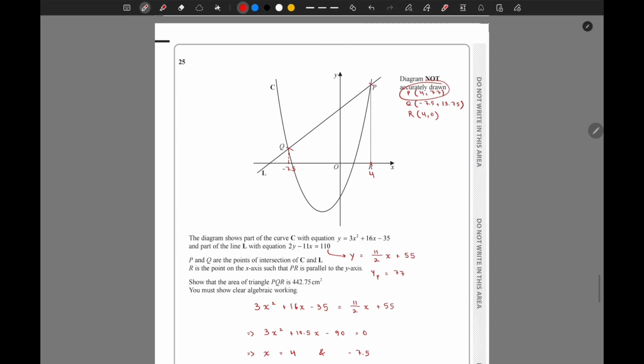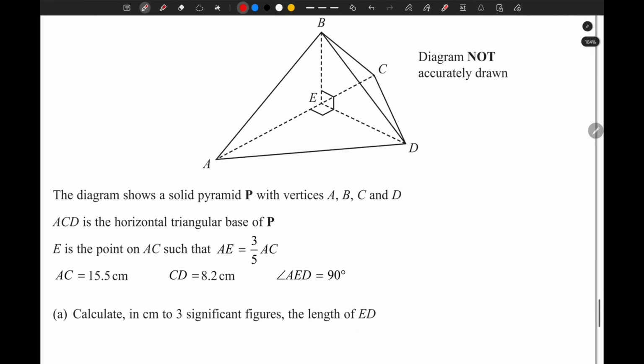Now moving on to the next question. The diagram shows the solid pyramid P with vertices A, B, C, and D. ACD is the horizontal triangular base of P. Now we are given some information. AC is 15.5 and AE is 3/5 of AC. So let's first find out the value of the length AE.